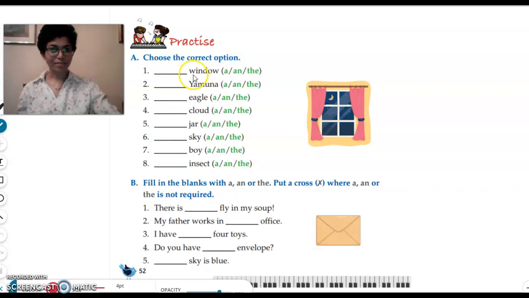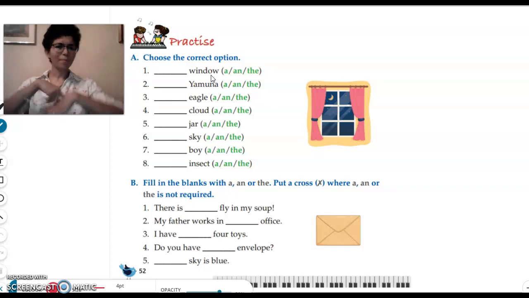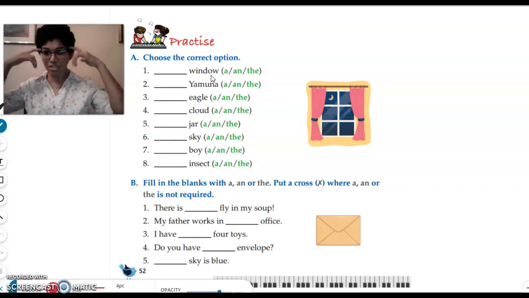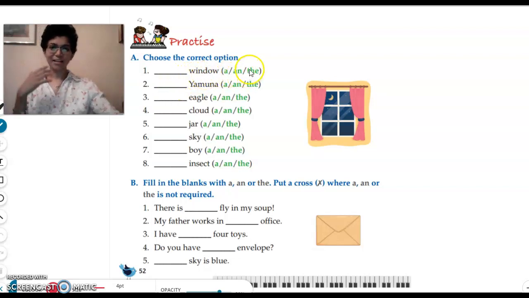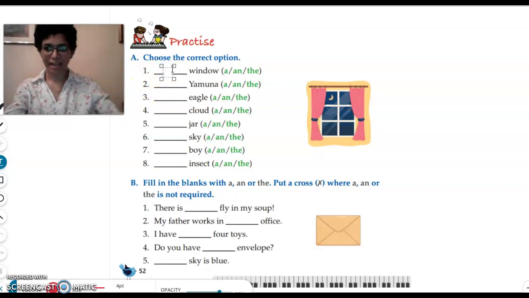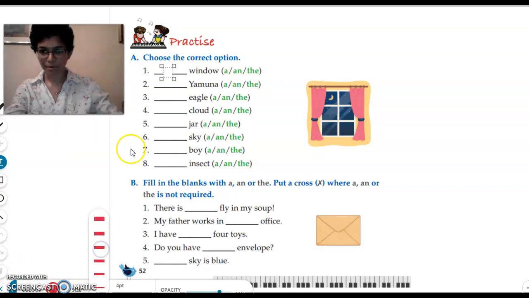Here the word starts with W. So W is a consonant. And is it a specific window? No, it is not a particular window, but it can be any window, right? So what do you put here? If it is not a vowel, then it is not an. It is not specific, then it is not either the. So what do I put here? A window. Let me write A. I don't know whether you are able to see. Let me write in a bit bigger size. Okay.